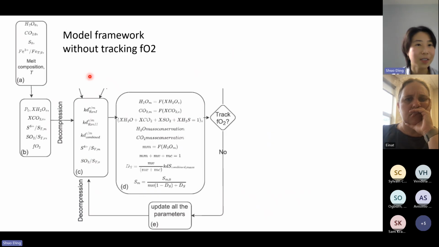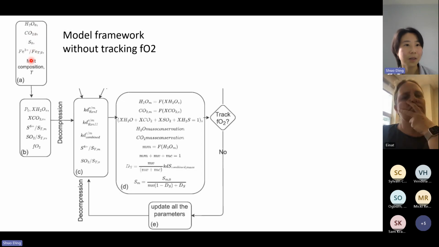Finally, here's the framework of how SolveX works. The required input is actually kind of simple. We just need water, CO2, and sulfur to start with. Because sulfur is related to oxygen fugacity, we also want an input of the ferrous iron ratio, or a relative oxygen fugacity, basically the fO2 relative to the FMQ buffer. Then we want the melt composition, because that's also used to calculate the KD, and the temperature. SolveX for now only works isothermally, so the temperature doesn't change during the whole degassing process.